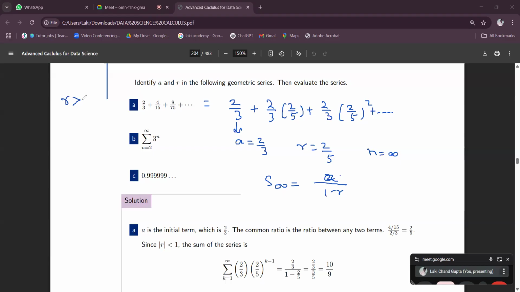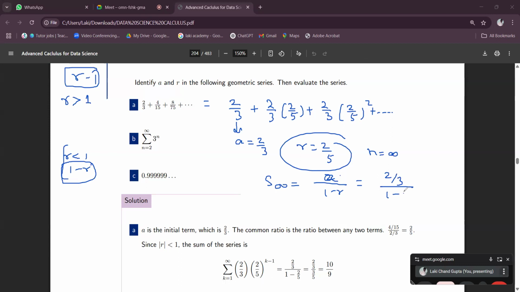If R is greater than 1, then use R minus 1. Okay. If R is less than 1, then use 1 minus R. Here R is what? Less than 1. So 1 is greater. If 1 is greater, then write 1 minus R. 1 minus the smaller value. Okay. So A is 2 over 3, 1 minus R.